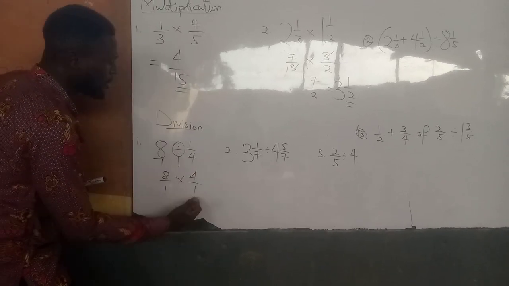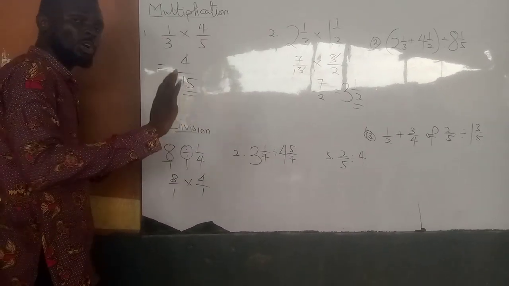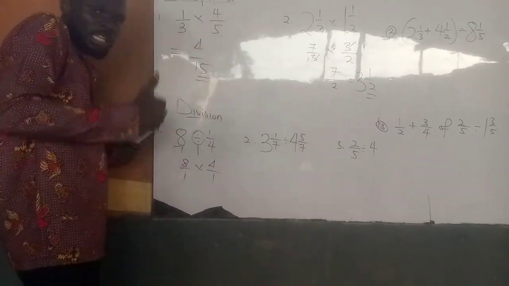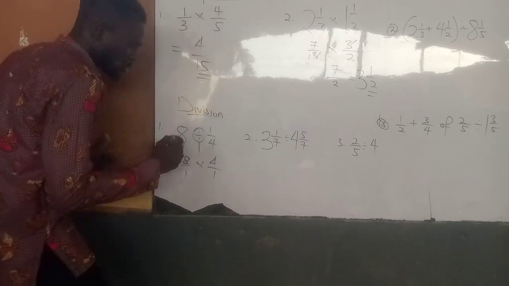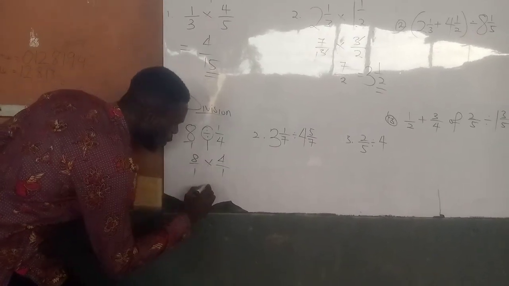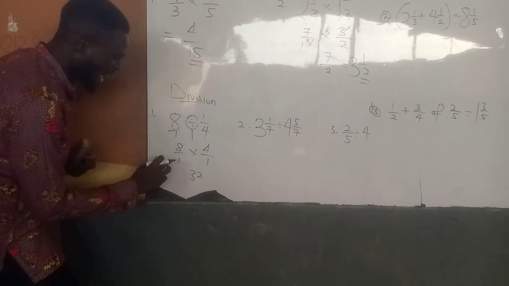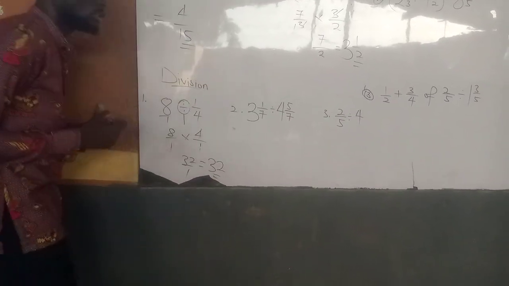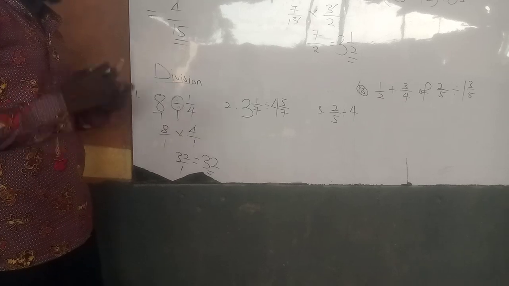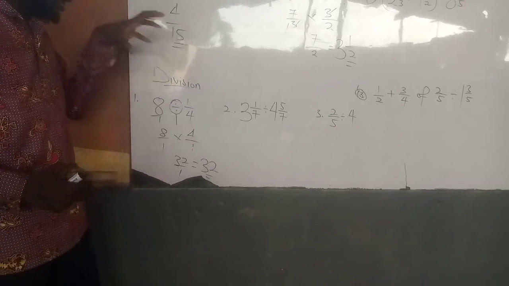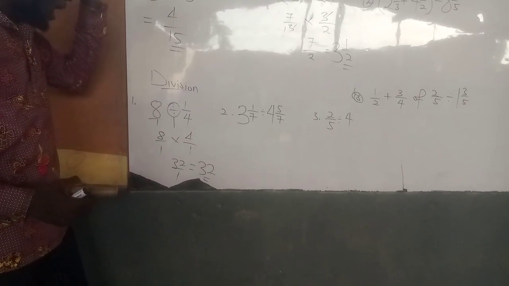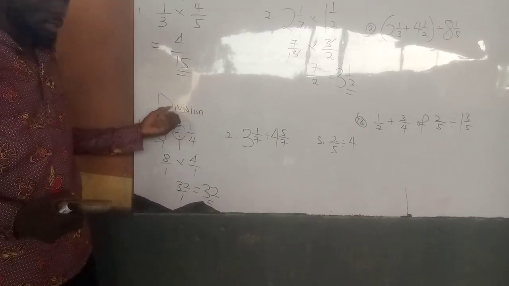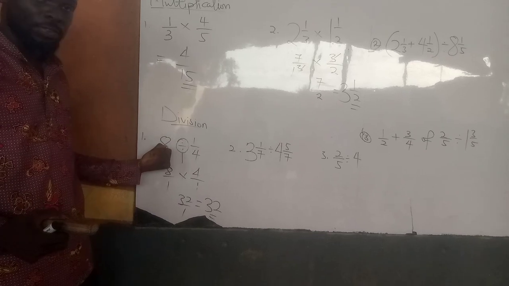What did we say about multiplication of fraction? You don't find LCM. Multiply the numerator by the numerator, the denominator by the denominator. So 8 times 4 is 32, and 1 times 1 is 1, which means my answer is 32. That is what you have to do when solving for fraction involving division.